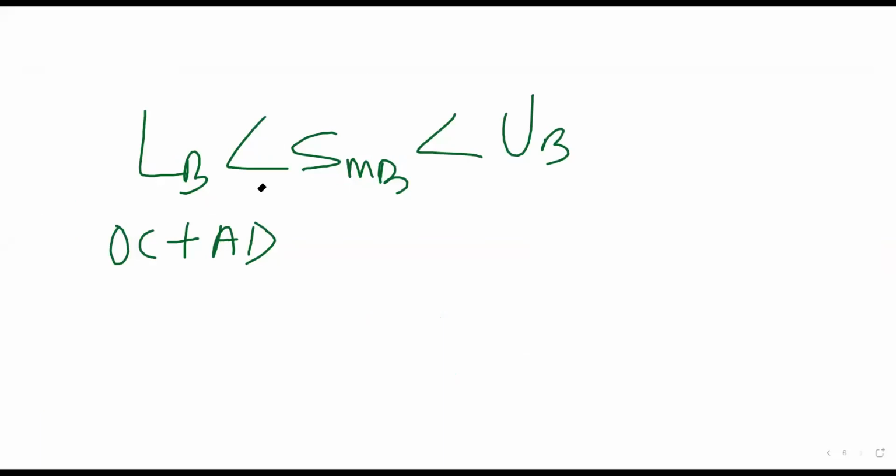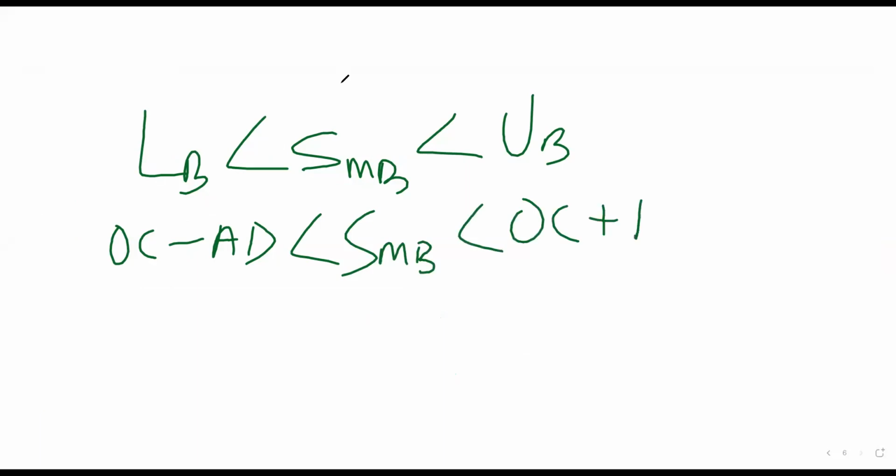The objective coefficient minus, not plus, minus the allowable decrease is a lower bound. And then the next sensitivity will be the objective coefficient plus the allowable increase. So go and take your objective coefficient, subtract the allowable decrease from it.